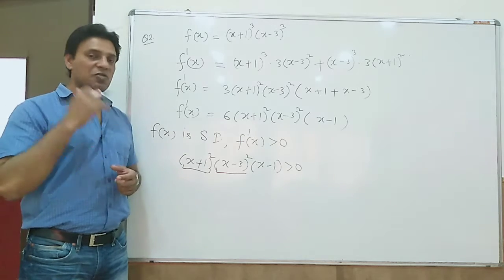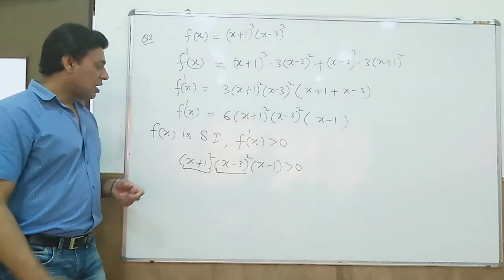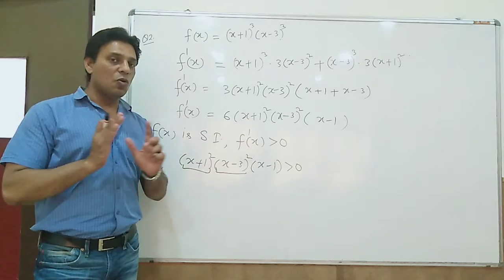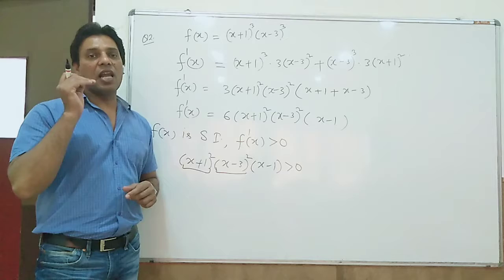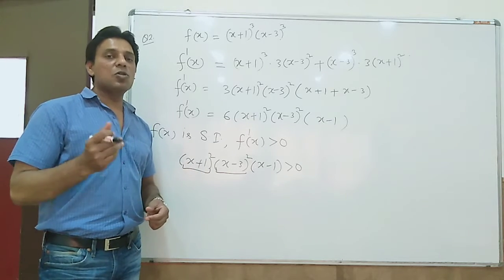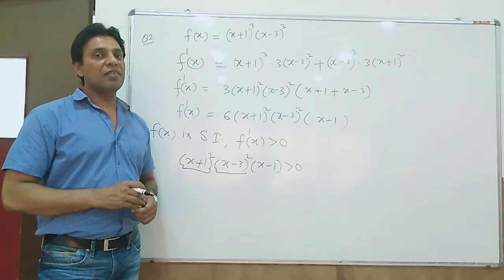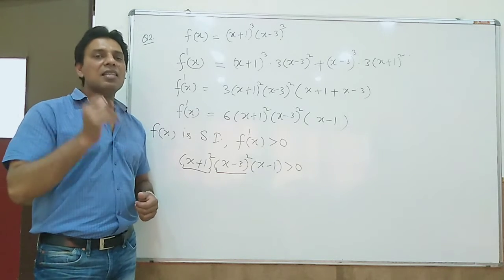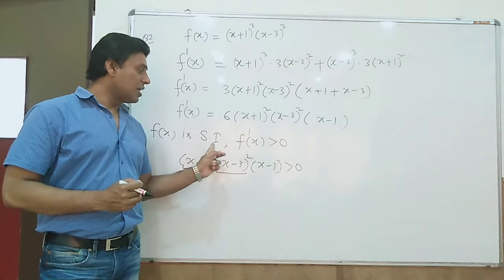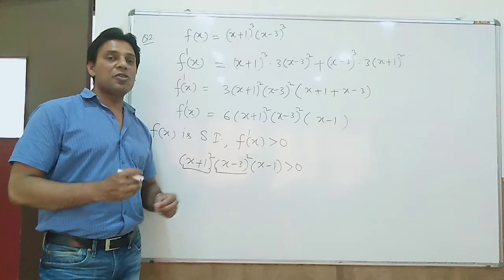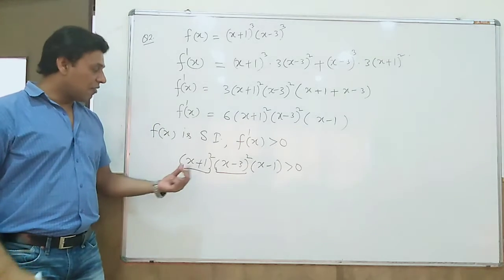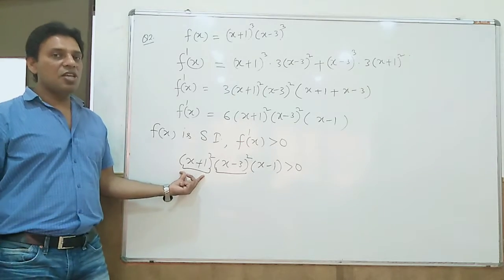This is a special case where students are often confused, because these factors are having a square, so there is no matter that they will be negative. They can never be negative. (x plus 1) whole square and (x minus 3) whole square will never be negative. The only problem is that they can be 0. And for strictly increasing, we should have strictly greater than 0. So we should save this function from becoming 0.